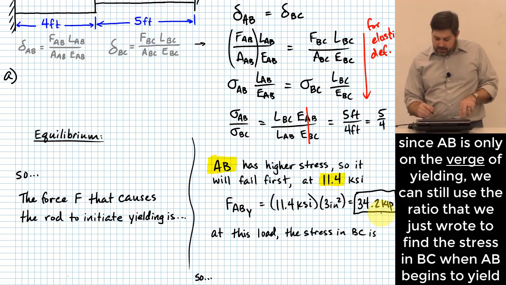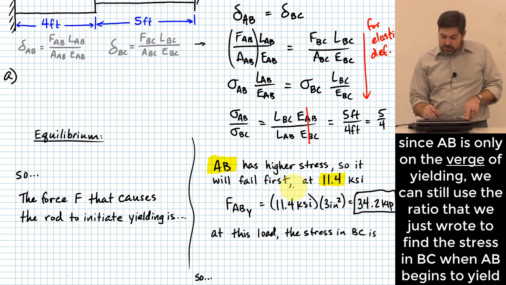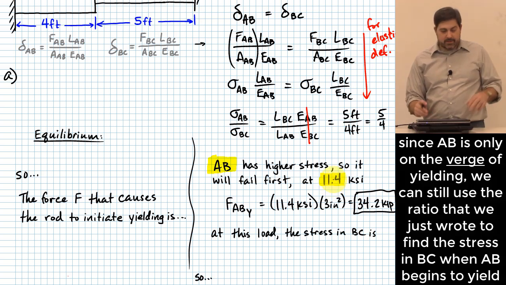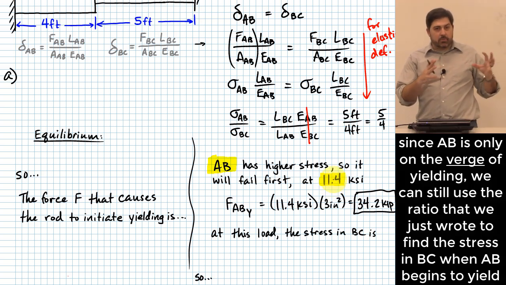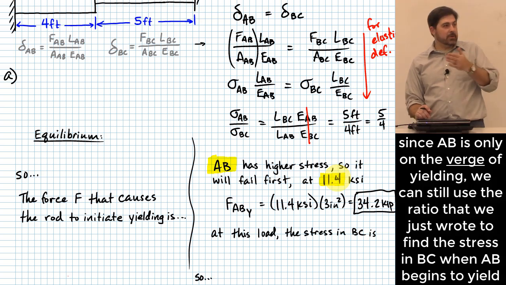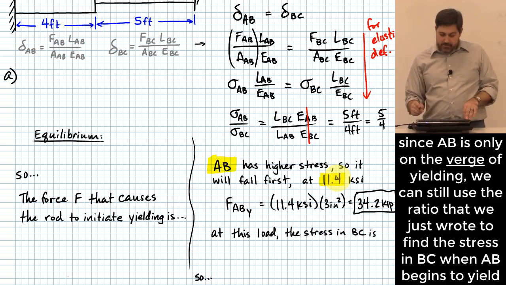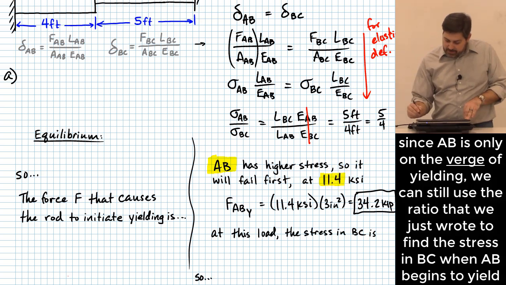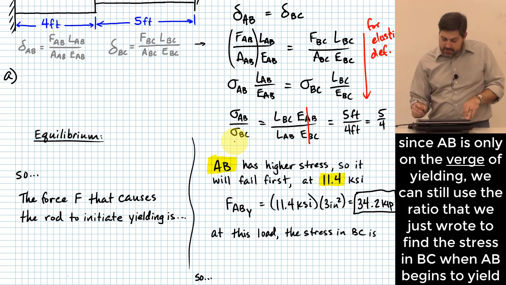And one of the ways I can get there from here is I can notice that as long as we haven't gotten to where it has fully gone into the plastic range, in other words, we're right at the edge of the plastic range, it means both of these parts, you can still think of them as being elastic until you get fully into the plastic range. So if they're both elastic, that means my ratio still holds: sigma AB over sigma BC is equal to 5/4, right?